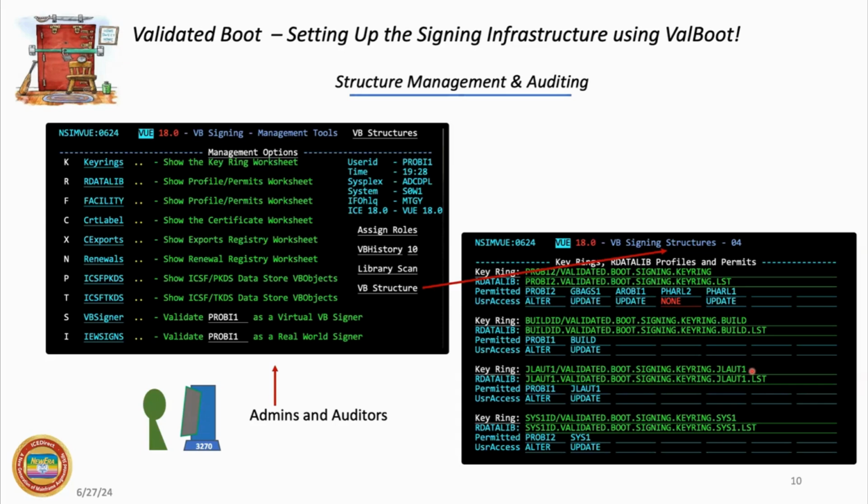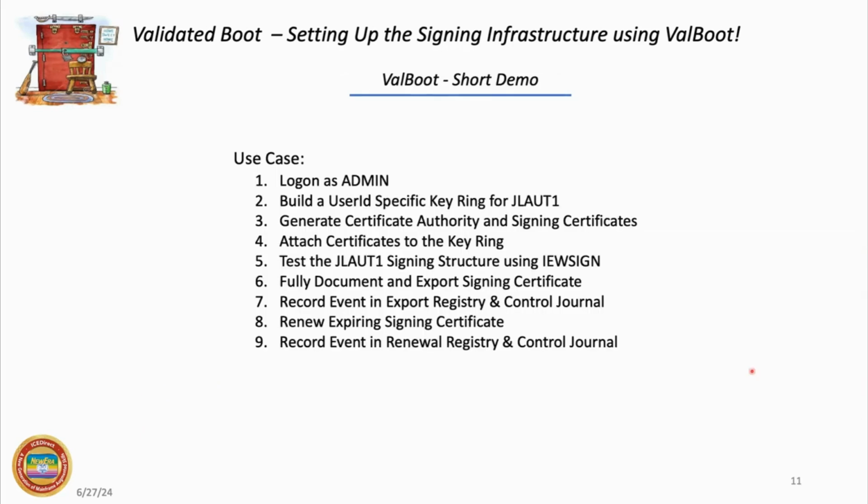So admins go that way and get that final structured view, but auditors go directly to the structured view. So an auditor who is interested in this signing process wants to know what profiles are out there, what keyrings are out there, what users are permitted to those. This is a fast path to it. Simply log on to TSO as an auditor within the ValBoot environment, and you come straight to this panel. So that's the big picture.